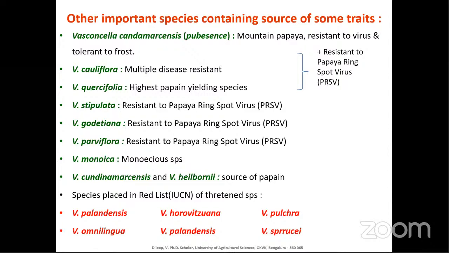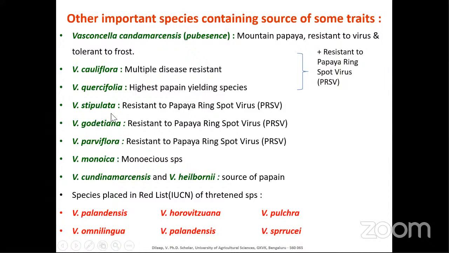This is mountain papaya. This is the source of resistance to PRSV and is also tolerant to frost. Also Vasconcellea cauliflora has multiple disease resistance and is also resistant to PRSV. It's cauliflora and quercifolia. Along with multiple disease resistance to PRSV, it also contains the highest papain species.